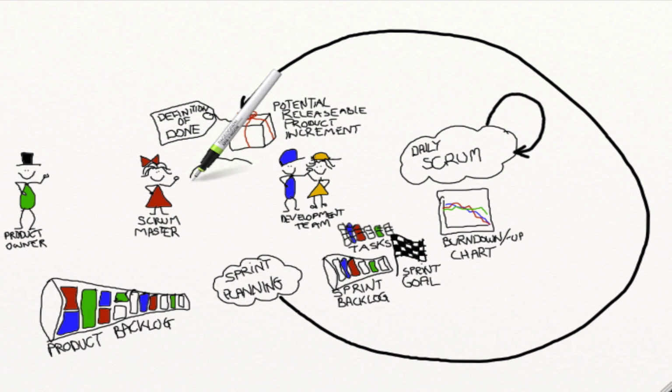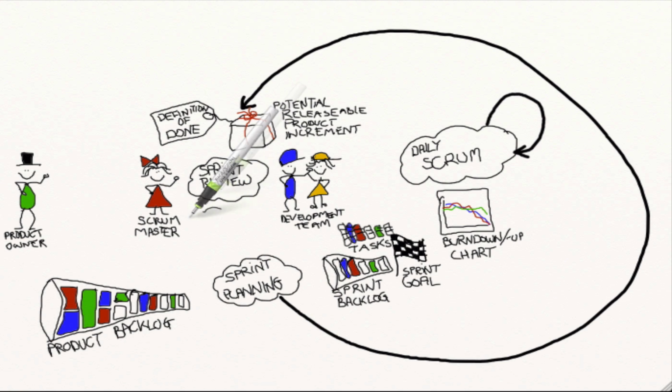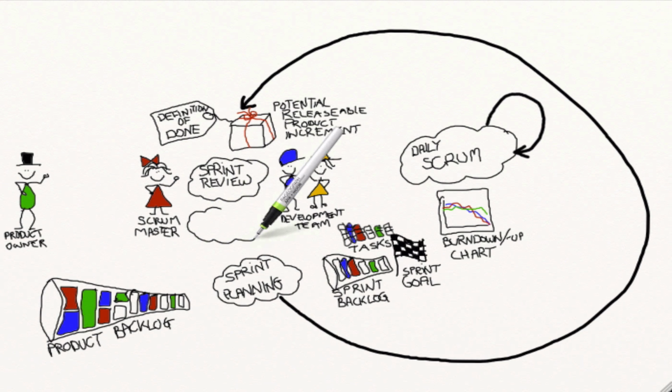When the sprint has ended, the product increment is reviewed. This event is called a sprint review. It's an informal meeting with the intent to elicit feedback and foster collaboration. As the last event in the sprint, the sprint retrospective is held.